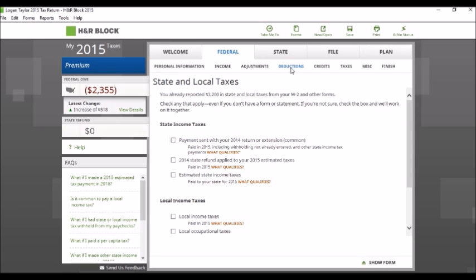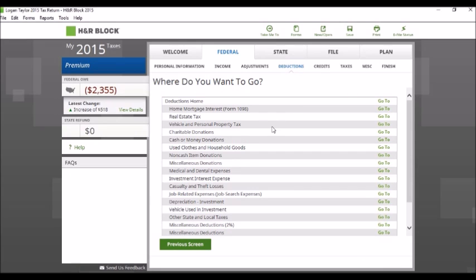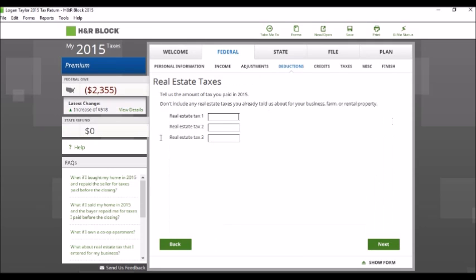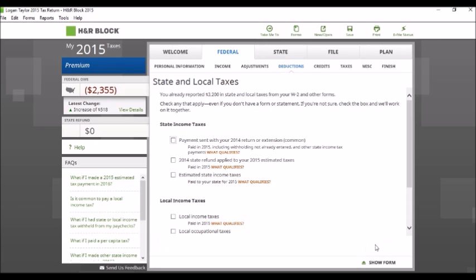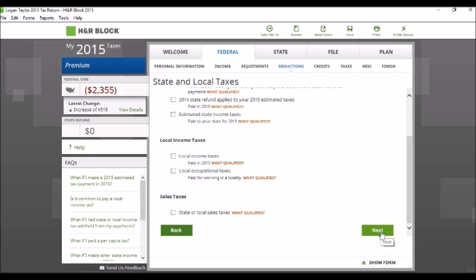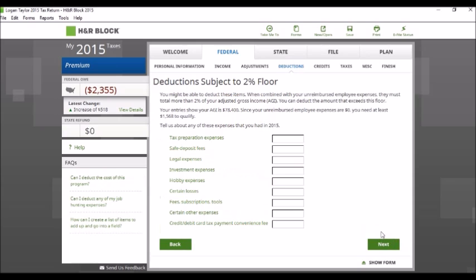Okay, and let's go back to our deduction screen. We know that he also had property taxes on his personal residence, so that would be real estate tax. That's his personal home, and we know that that is $4,500. Okay.